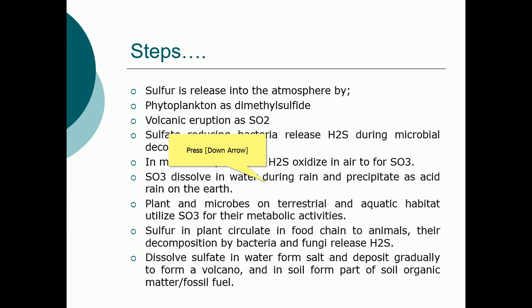some phytoplankton can also release sulfur compounds, usually in the form of dimethyl sulfides. So once they go to the atmosphere, they can easily get oxidized to form SO3, and the SO3 in the atmosphere can be washed down by rain. So you can have the SO3 combined with rain, and it forms a precipitate of sulfuric acid, typical of what is regarded as acid rain.